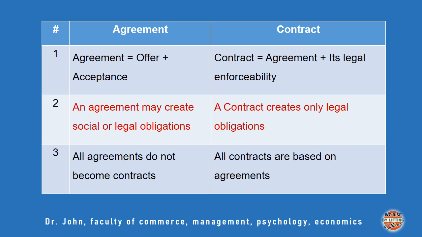And finally, let's compare agreement and contract. Let's take a look at the table. Number 1, agreement is offer plus acceptance, whereas contract is agreement plus its legal enforceability. Number 2, an agreement may create social or legal obligations, whereas a contract creates only legal obligations between the parties. Number 3, all agreements do not become contracts. All contracts, however, are based on agreements.